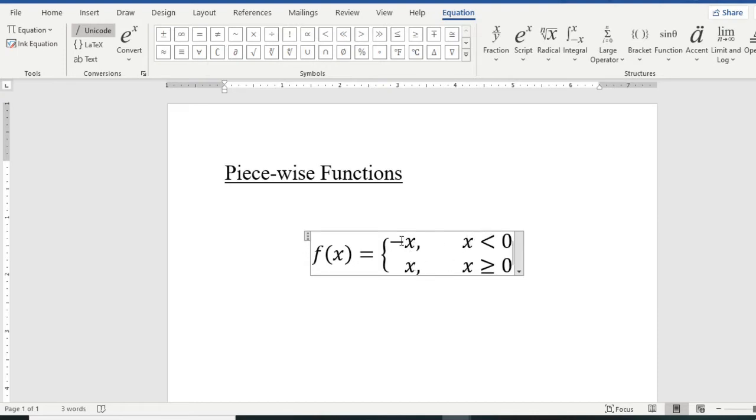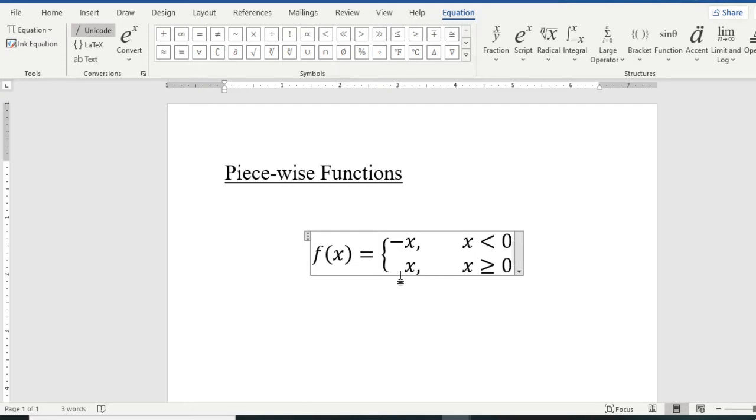For example, this is negative x when x is less than 0, or x when x is greater than 0. These are parameters that let you know what points are included and not included in your graph, and also what value is which for when.